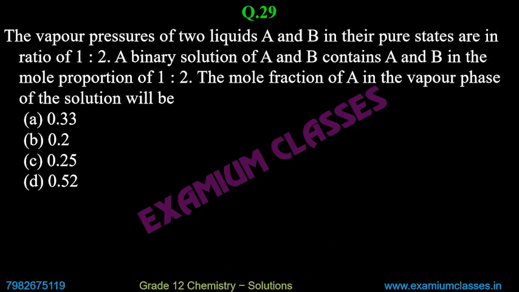Next one, again, very easy question. The vapor pressure of two liquids A and B in their pure states are in the ratio of 1 is to 2. A binary solution of A and B contains A and B in mole proportion 1 is to 2. The mole fraction of A in vapor phase of the solution is. Just simple formula. If you could understand the question first.